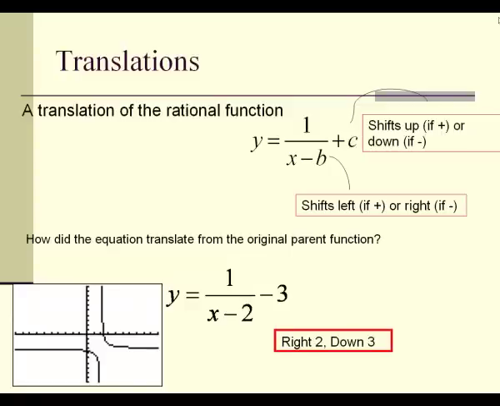To type this into y equals, you want to put parentheses around the top of your fraction and then parentheses around the bottom. So you're going to put parentheses around the 1 and then divide it by parentheses around the x minus 2, and then you'll have this minus 3 hanging on the end of it with no parentheses around it.